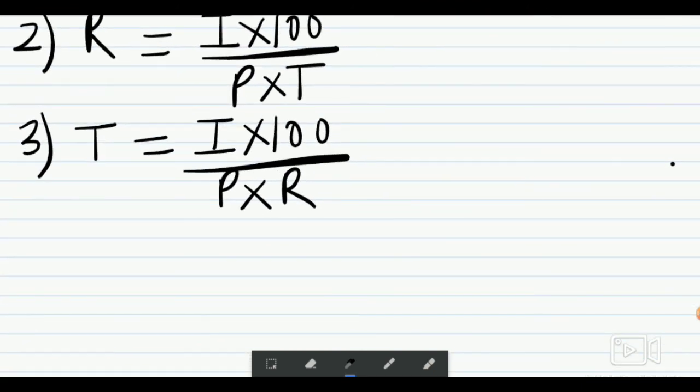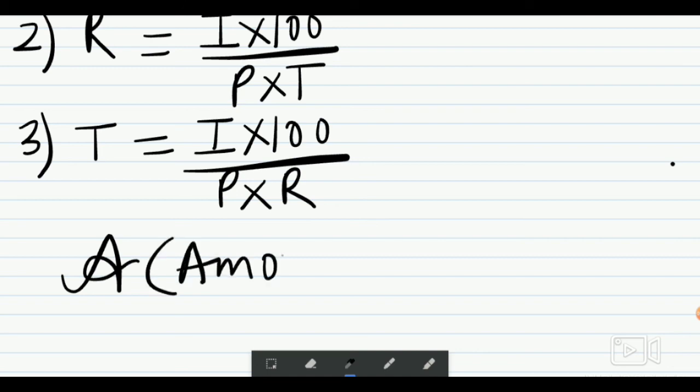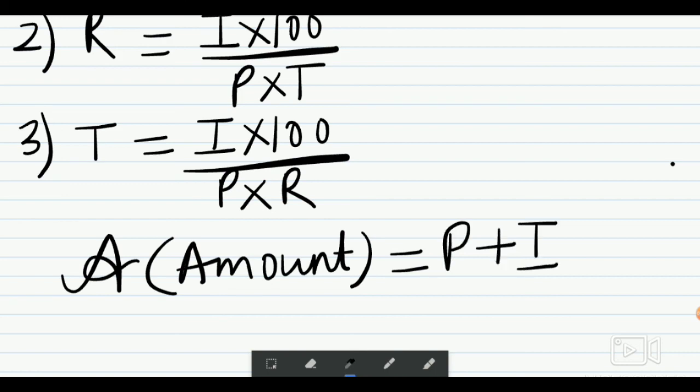And one more important thing is what this capital A is. Capital A means the amount. Amount means it is the sum of the principal and the interest on it. That gives you the total amount that we use to calculate the questions.